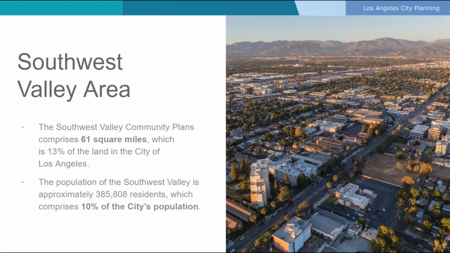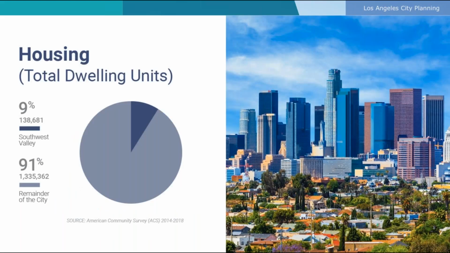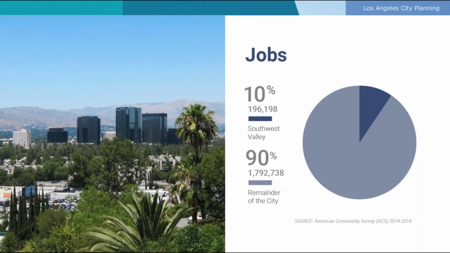The Southwest Valley represents 13% of the City of LA's total land area at 61 square miles and represents 10% of the city's total population at 385,808 residents. Dwelling units here refer to individual homes. The Southwest Valley comprises approximately 9% of the city's overall number of housing units in Los Angeles. The Southwest Valley contains 10% of the city's overall number of jobs.